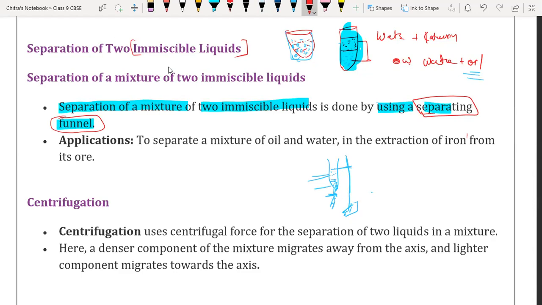Okay. So application means the use. The use is to separate the mixture of oil and water. See, oil and water. In the extraction of iron from its ore, oil and water are used. In the froth flotation method, we remove impurities by using an oil and water mixture.